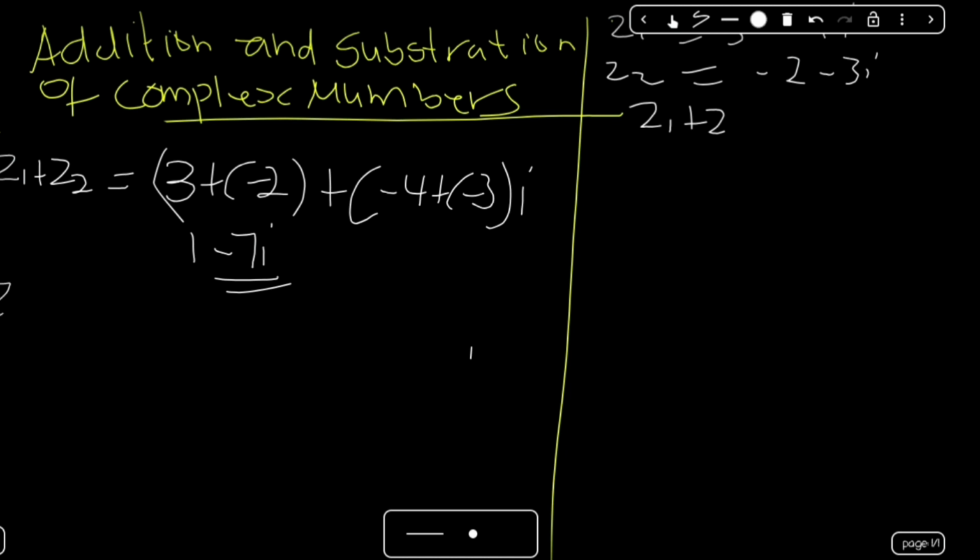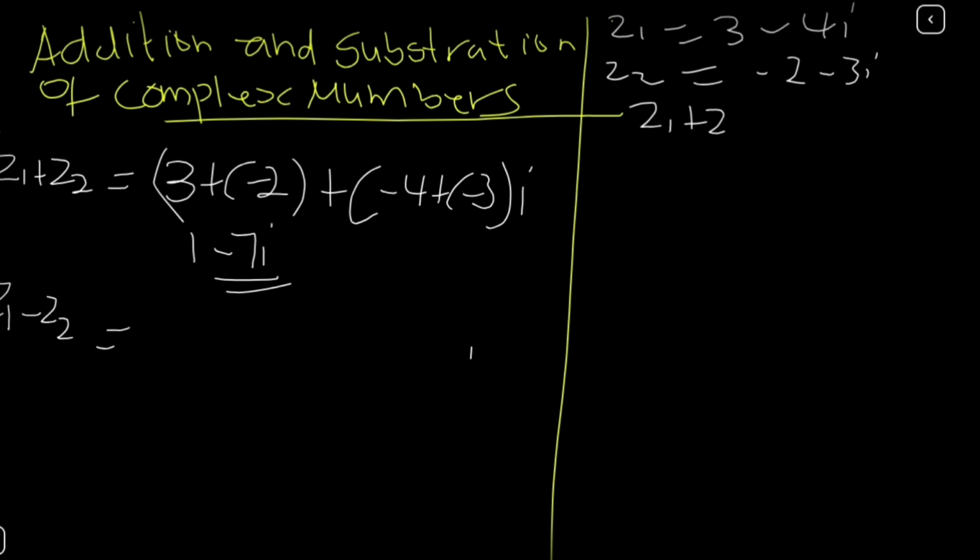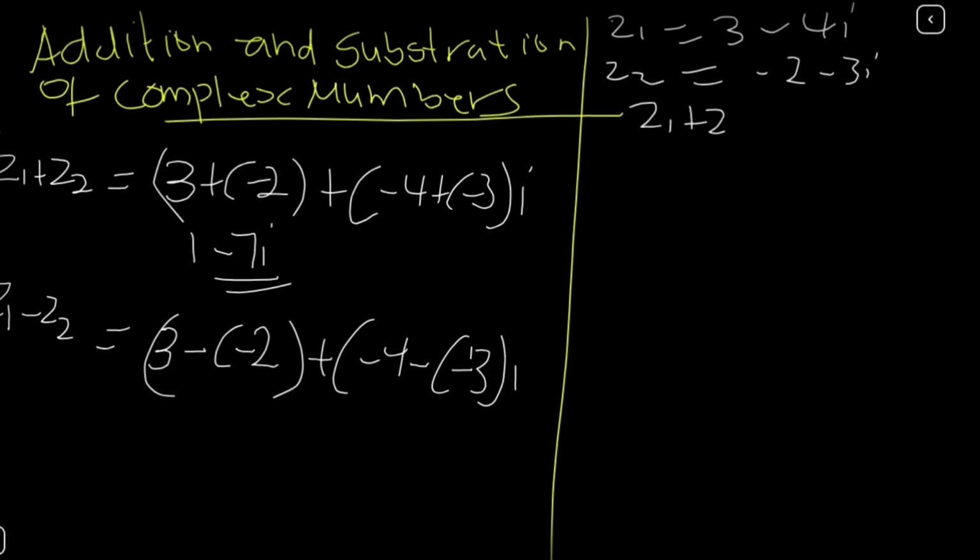Let's see z1 minus z2. So this becomes 3 minus 2 plus negative 4 minus 3, all multiplying i. So 3 minus 2 becomes positive 5, and then negative 4 minus 3 becomes negative 7, so we have 5 minus 7i.